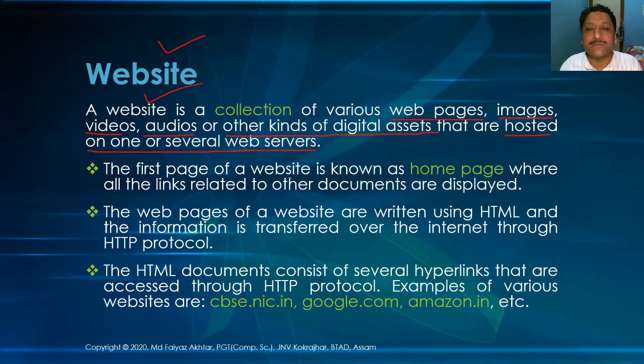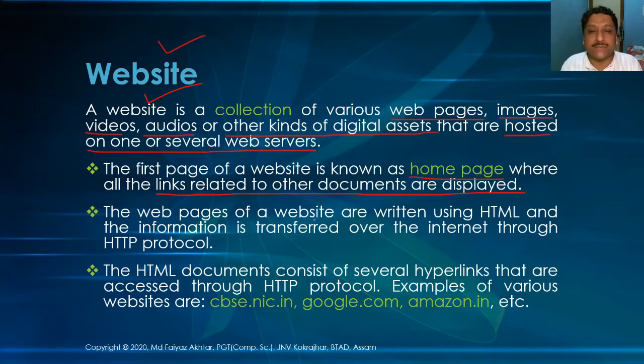The first page of a website is known as home page. If you type a website cbse.nic.in without giving any particular page name, then it will open a front page, that is known as the home page, where all the links related to the other documents are displayed. In the home page you will find all the details of other pages also.